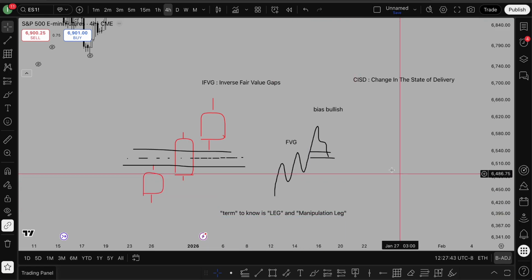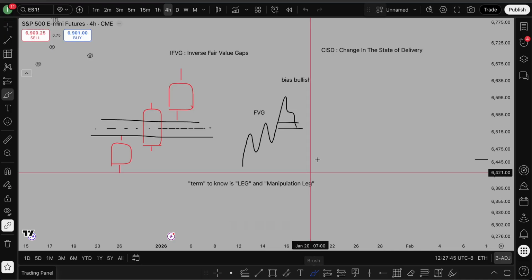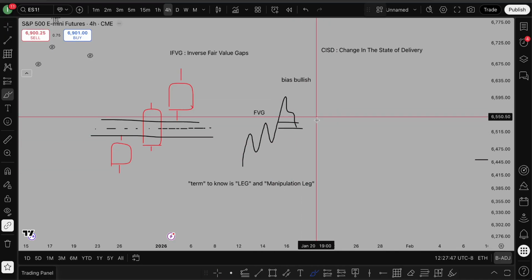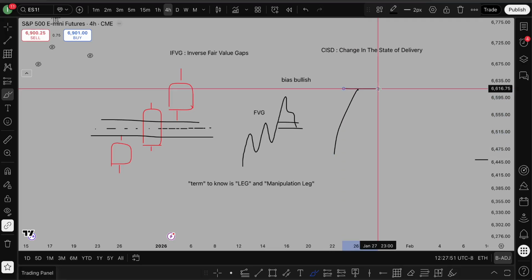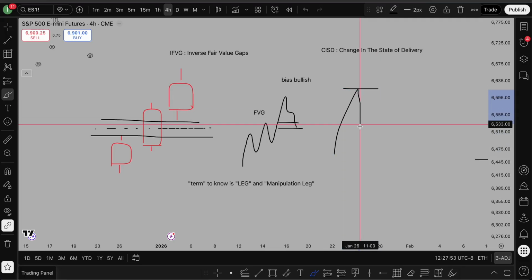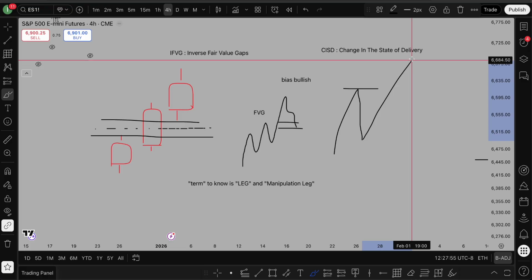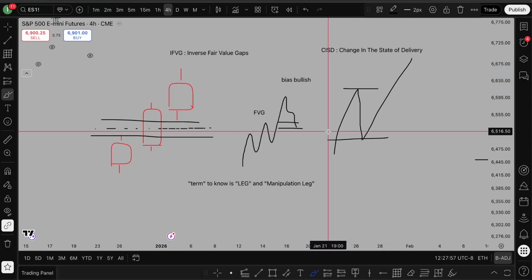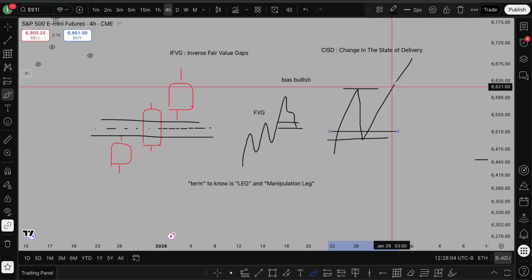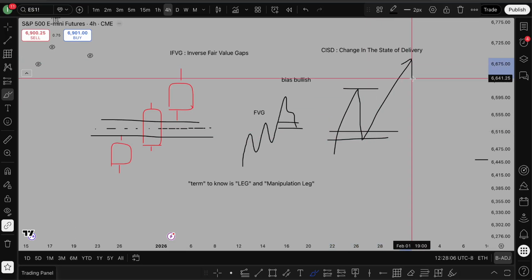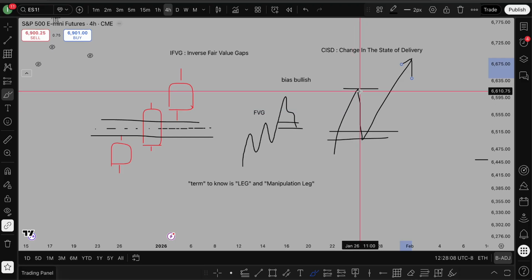So when someone says the leg or the manipulation leg, all that means is, let's say we had a swing high, right? And then we were going lower, right? And we did something like this. So let's say we had a gap here, right? So we went down into our gap and then we were heading higher, right?